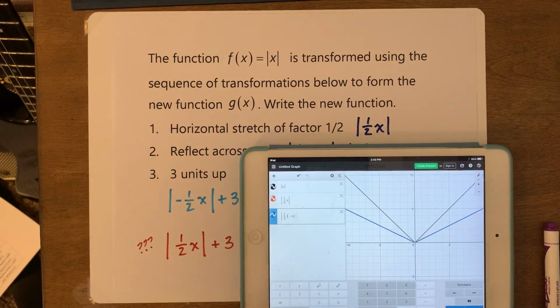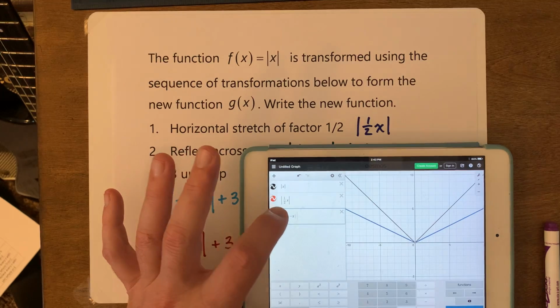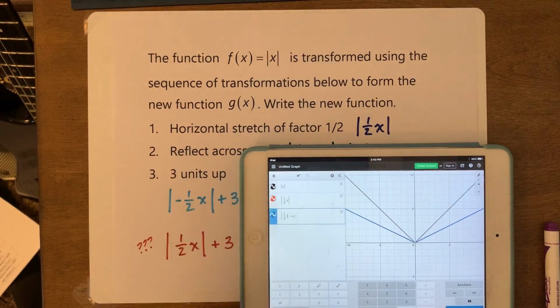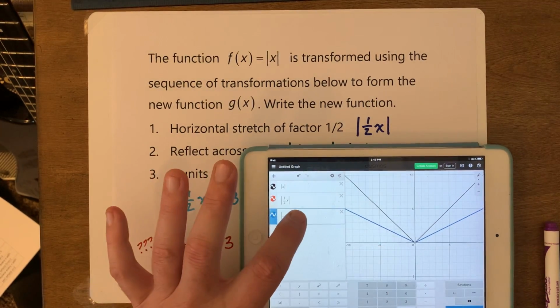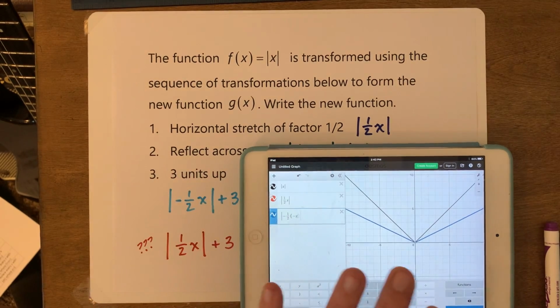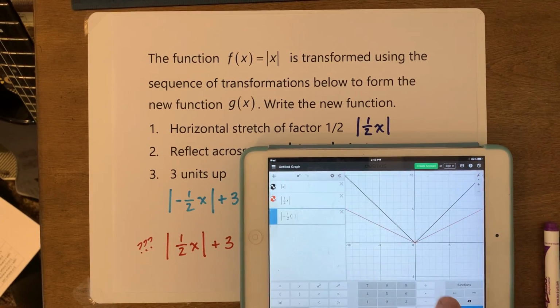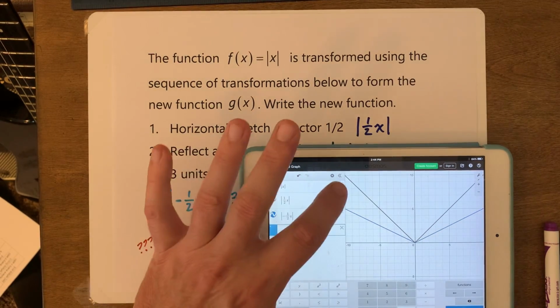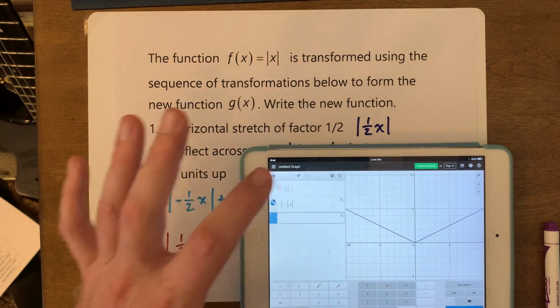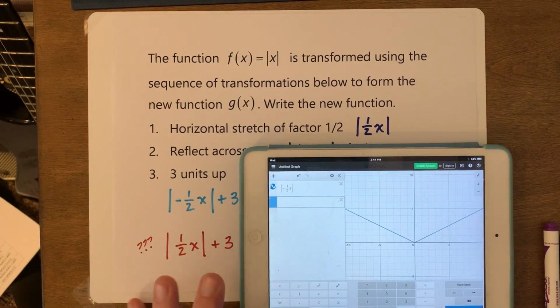If I take that and I move that negative out front, okay, and then I take it away here, I get the same thing, don't I? I'm going to leave it there for a minute. Okay, and I'm now going to move it 3 units up. Let me get rid of all of this stuff right here.